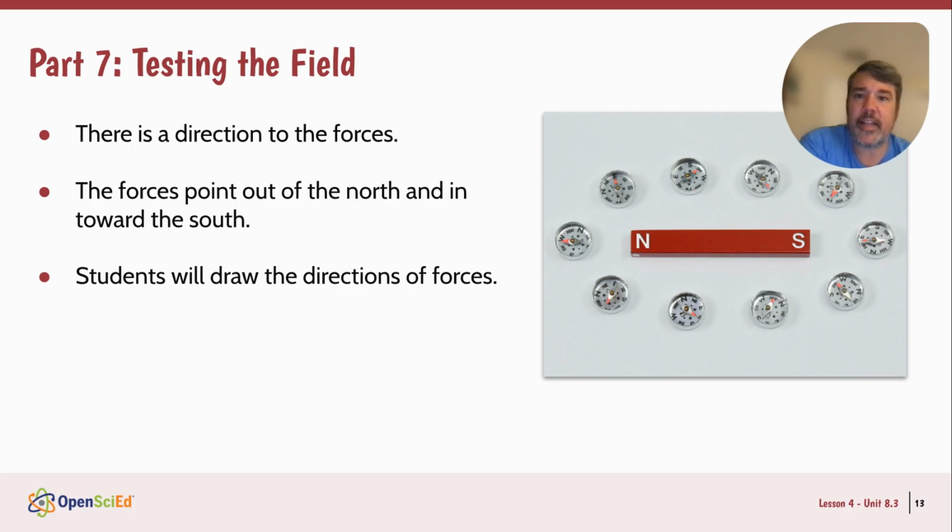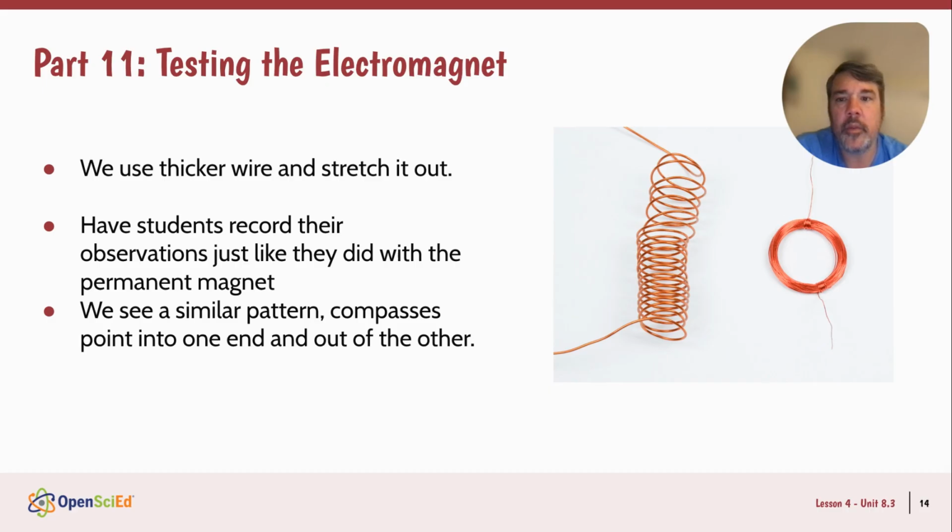In part 7, that's when we test the magnetic field using the compasses. And this is where we want to see that there is direction. Again, we're going to draw here, but it doesn't need to be perfect. All we're trying to really focus on is that it seems to be pointing out from the north and in toward the south. And we want students to draw the direction of those forces using the compass.